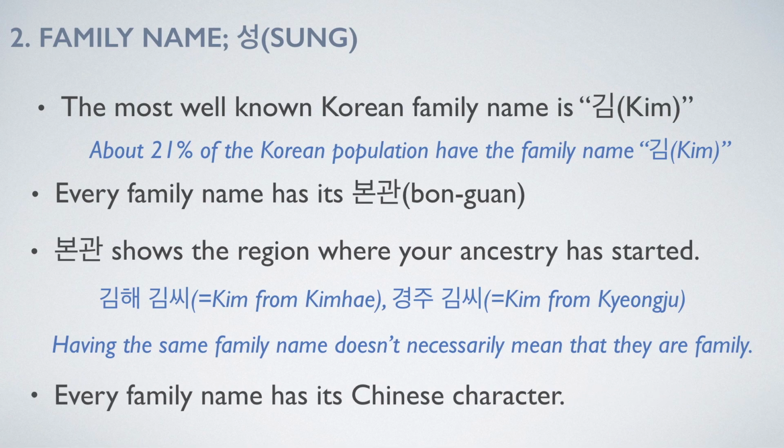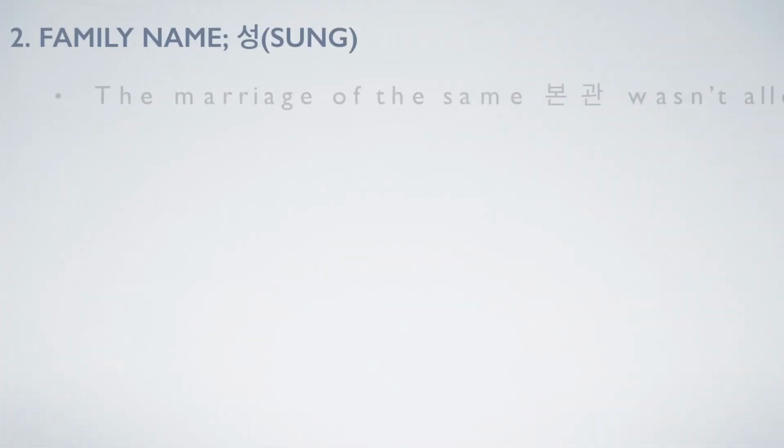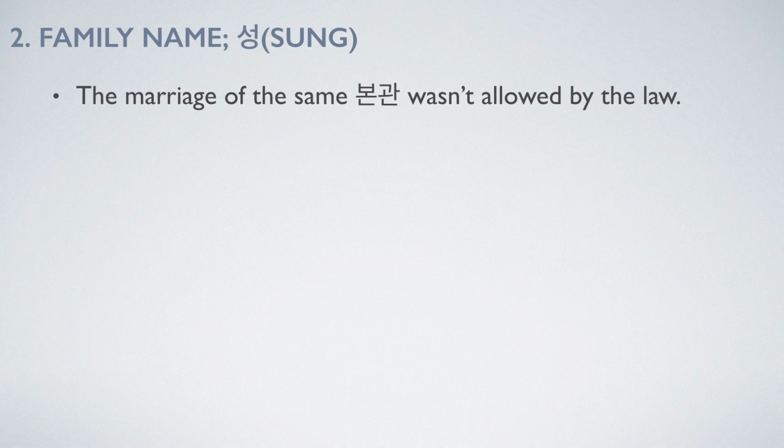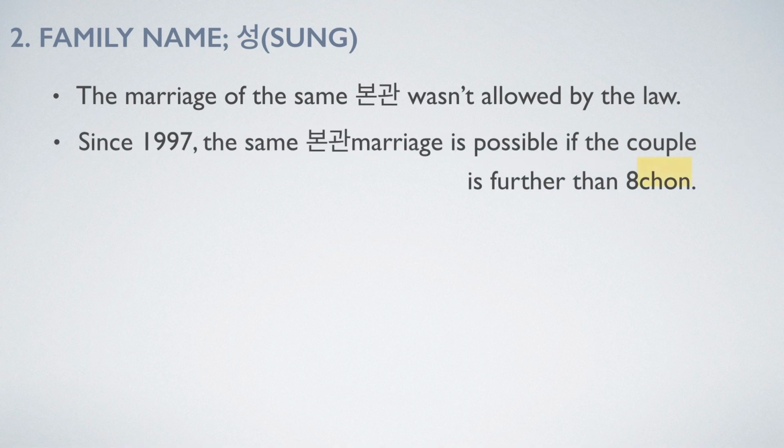Every family name has its Chinese character. For Kim, Kim stands for this Chinese character which means gold. The marriage of people with the same 본관 wasn't allowed by law, but since 1997, the same 본관 marriage is possible if the couple is further than 8촌.